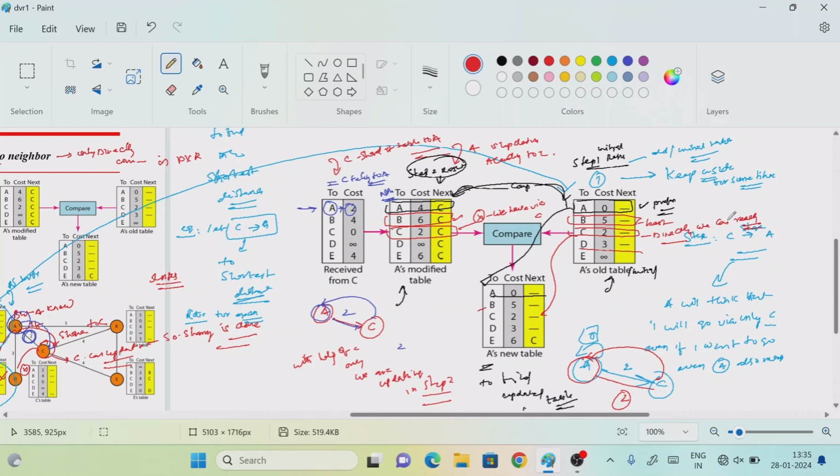Now see that D is infinity via C in A's modified table, but here in the initialization table D3 dash. Now finally see that E is infinity, here E6C. So one point to understand here is that in A's initialization table we don't know how to go to E, but in A's modified table we know how to go to E, right? So that is what we are going to update here. Initially we don't know how to go to E, now we know. Via C we are going to E, the cost is 6. This is exactly how the updation is done. Based on that it is going to find out the shortest path.